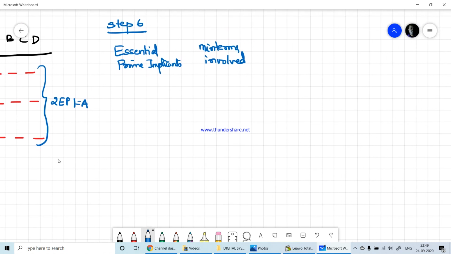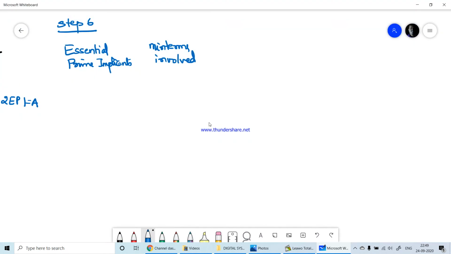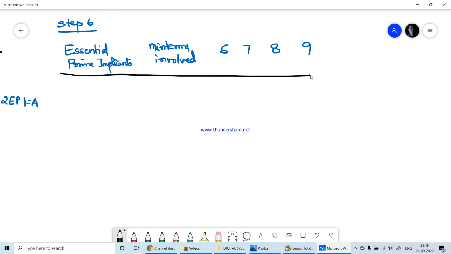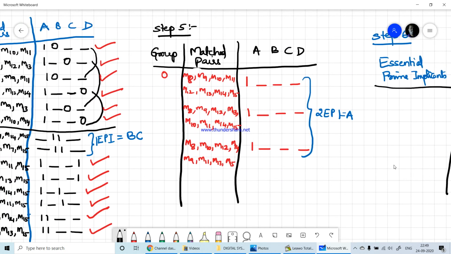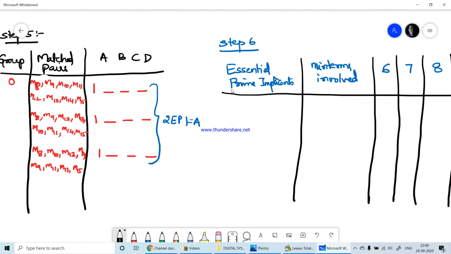So therefore here 6, 7, 8 and 9. So I'll put the essential prime implicants. We had BC and A. So we have BC and we have A.